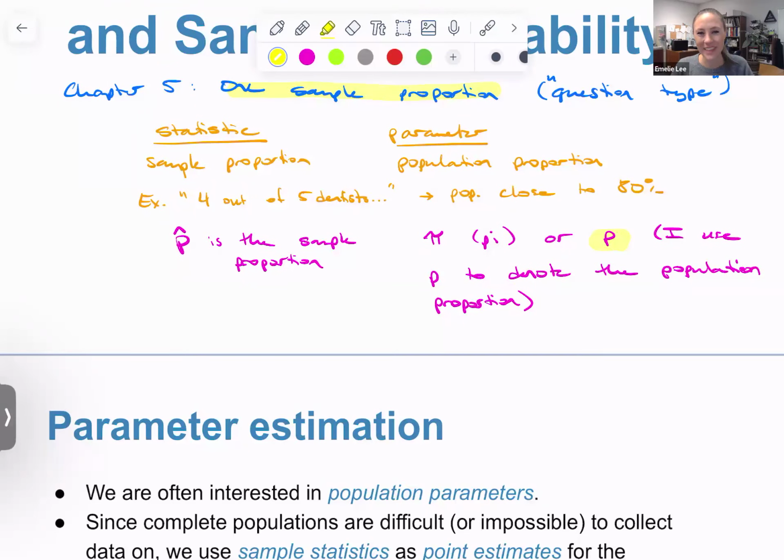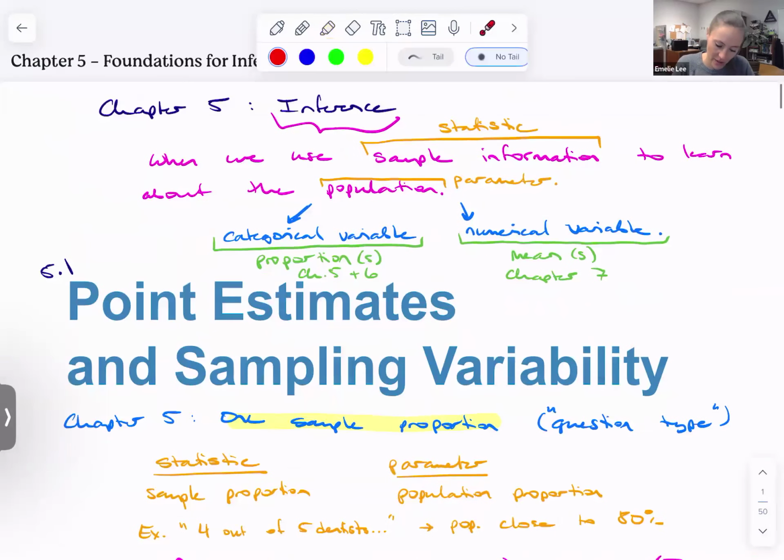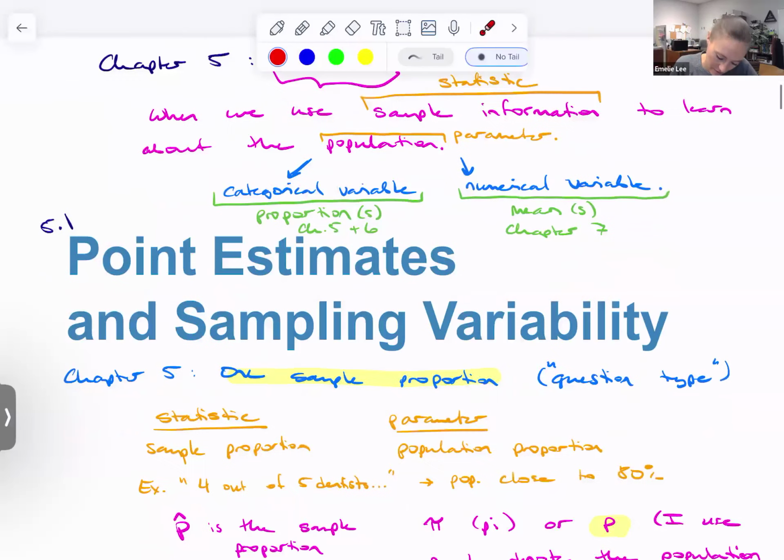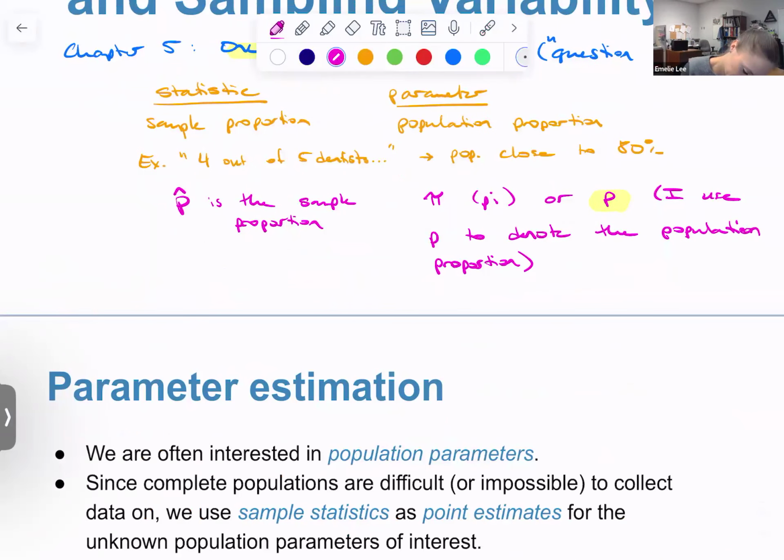Okay? So then if we take it back to the very beginning, what inference is, right? What are we going to do? We're going to use the sample proportion, p hat, to learn about the population proportion p. Okay? And so inference becomes, we use p hat to learn about p.